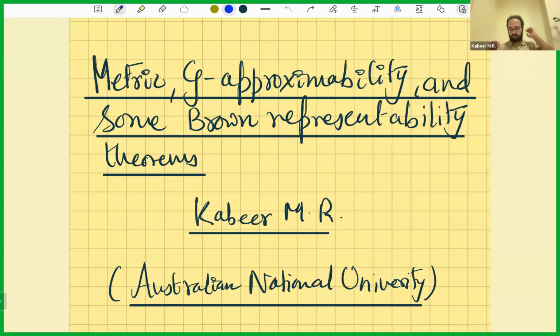So I'll be talking about some Brown representability type theorems. And the main sort of technical machinery which is used to prove these results is that of G-approximable triangulated categories, which in turn rely on this notion of a metric on a category. So let me begin there.